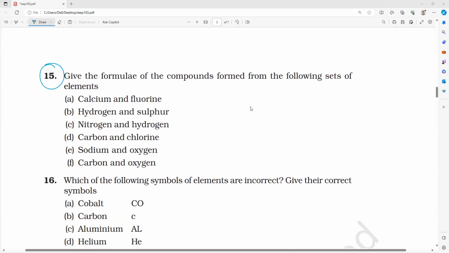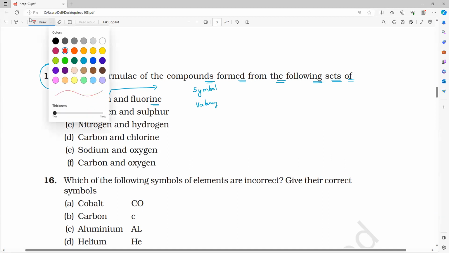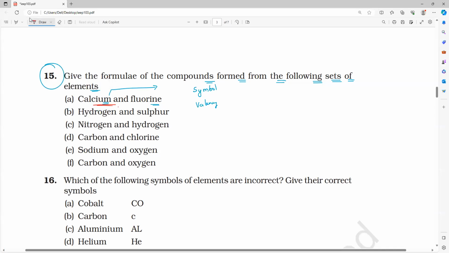Okay. So give the formula of the compounds formed from the following sets of elements. Calcium and fluorine. First, write the symbol. Everyone, one by one, tell me what is the symbol for calcium. One we will do properly; later we will write with the shortcut. Symbol and valency. You should write neatly. So what is the symbol for calcium? Everybody. Calcium. Ca. Very good.